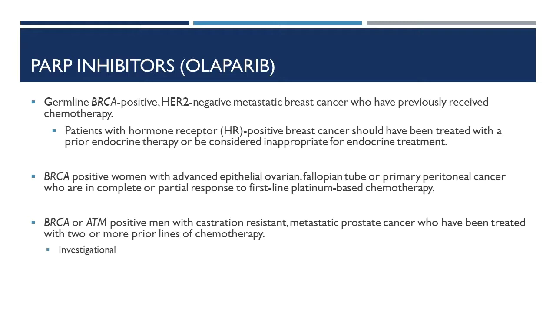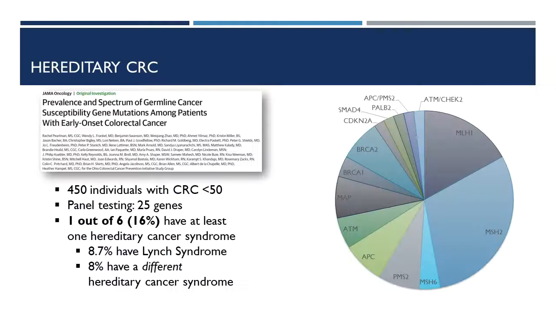Let's shift gears to discuss hereditary colorectal cancer. An estimated 5% of colorectal cancer is hereditary. As you would expect, this percentage is increased in individuals with early onset colon cancer. A seminal study from Ohio State published in JAMA Oncology in 2017 analyzed the prevalence of germline cancer susceptibility mutations in individuals with early onset colorectal cancer.